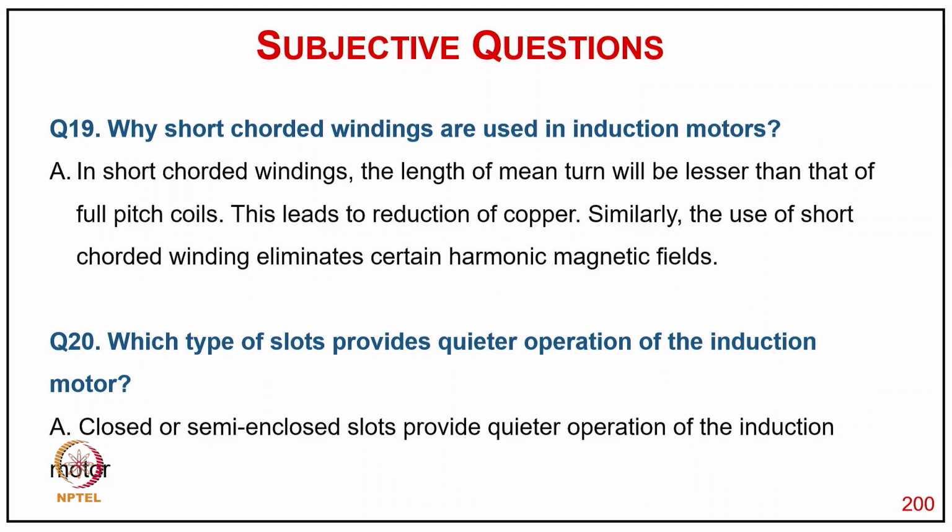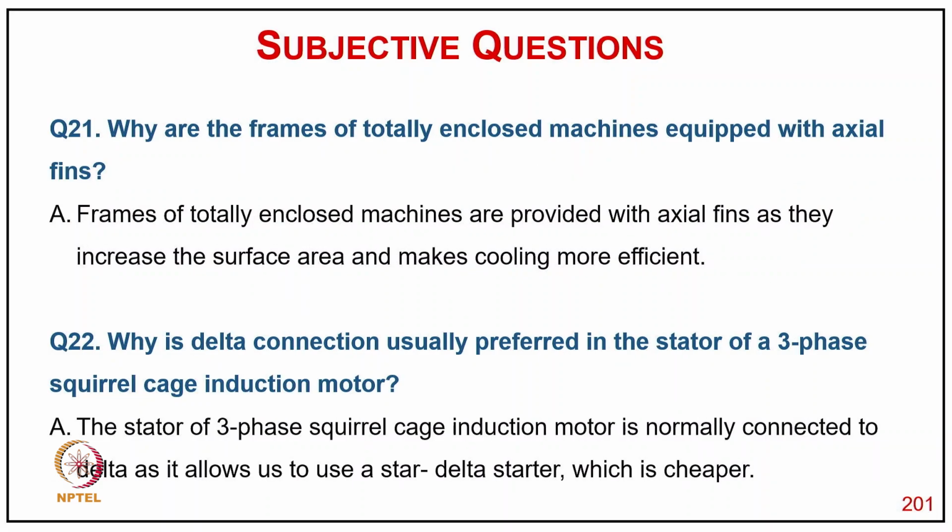Why are short chorded windings used in an induction motor? In short chorded windings the length of the mean turn is less than that of a full pitch winding. This is called copper reduction. Similarly, short chorded winding eliminates certain harmonics. What type of slot provides quieter operation? Closed or semi-closed slots provide quieter operation.